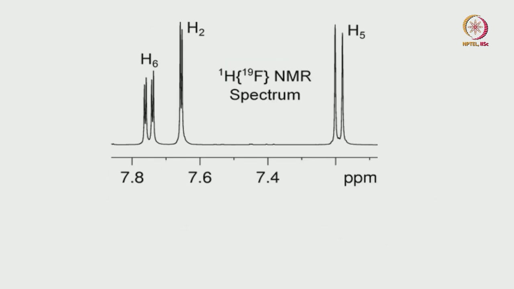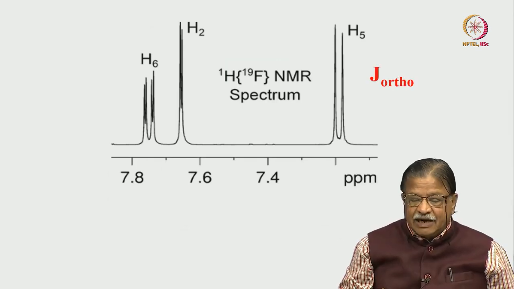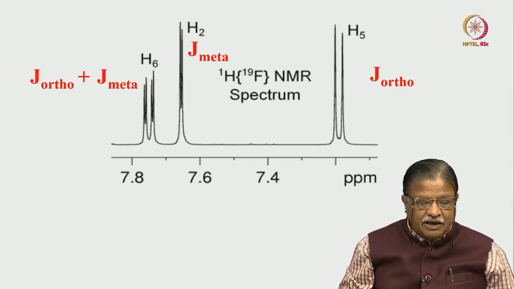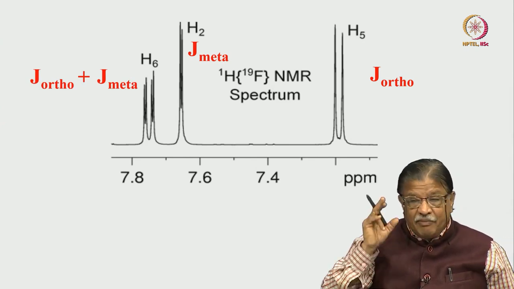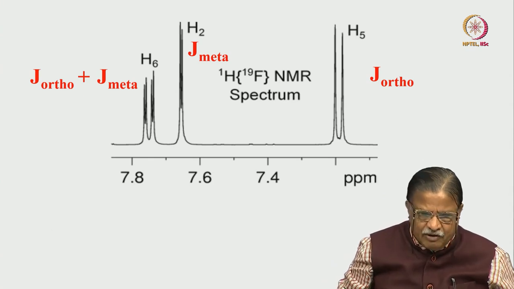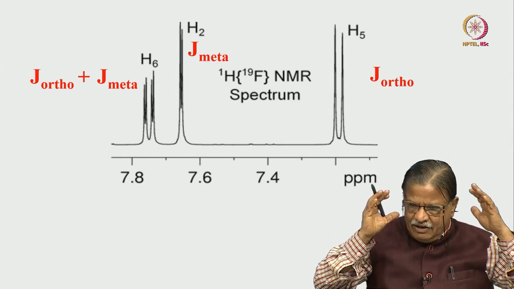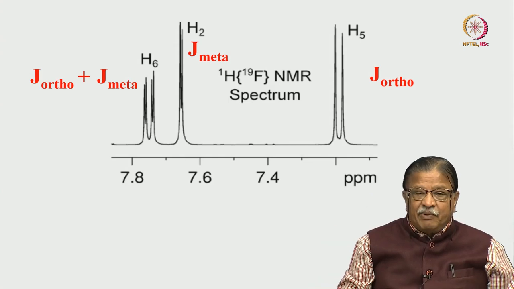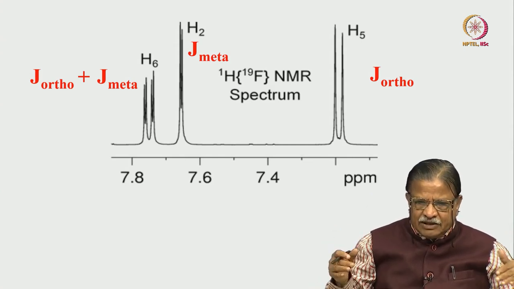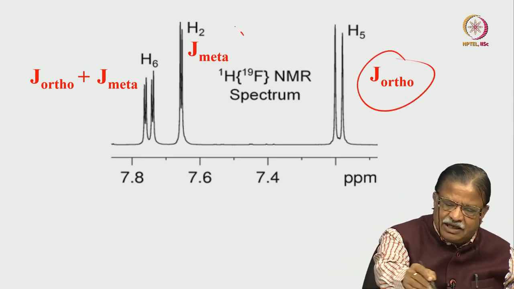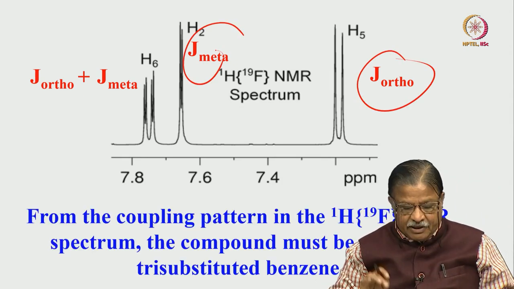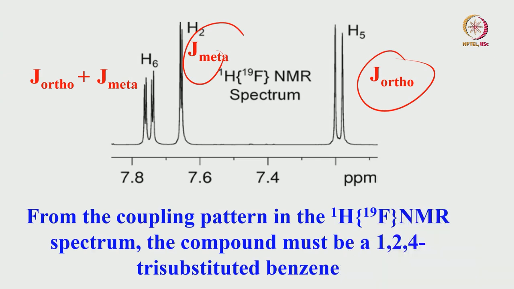And this is the spectrum. This comes because of J ortho plus J meta. That's the reason why, remember when I analyzed the proton spectrum of molecules containing phenyl groups, I explained the multiplicity patterns and how they come, based on ortho coupling, meta coupling and para coupling. Using that knowledge here, we can completely make the assignment. From the coupling pattern, we know this compound.